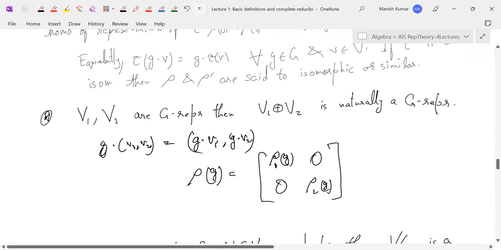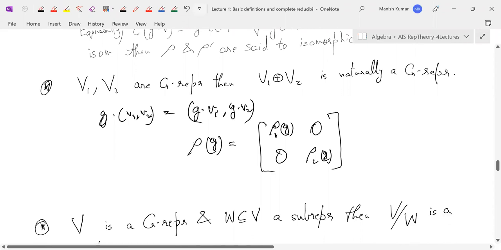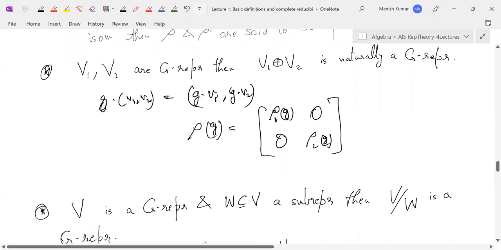Okay, so if you fix a basis of V1 and fix a basis of V2, then you get a natural basis of V1 direct sum V2, and this is how you can write down the representation with respect to that basis. This is the matrix you get. So V1 plus V2 with this action is obviously a representation. These are the linear maps I'm giving. So this is one construction.